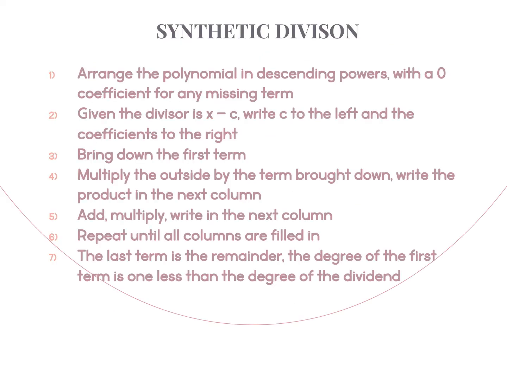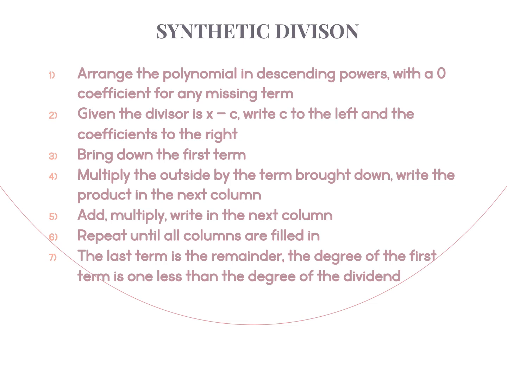Synthetic division. Again, you're going to arrange the polynomial in descending order of powers. You're going to fill in any zeros for a coefficient for any missing term. We're going to take the given divisor and make sure it's written in the form x minus c. We're going to write c to the left and the coefficients to the right. We'll bring down the first term. We're going to multiply the outside term by the term brought down, write the product in the next column. We'll add, multiply, and then write it in the next column. We're going to repeat until all the columns are filled in.